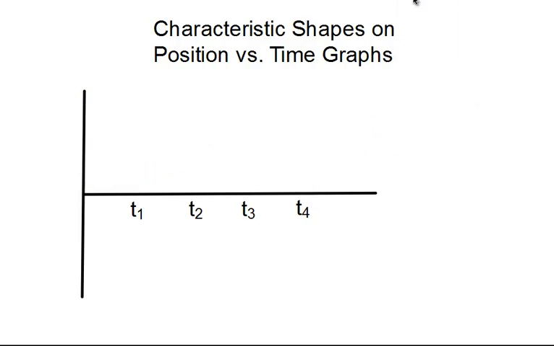One more shape. Let's make one that looks just like this, the mirror image of that first curved line we put up there. Our object's going to start up here. We'll say that's x0. And x1 is here.